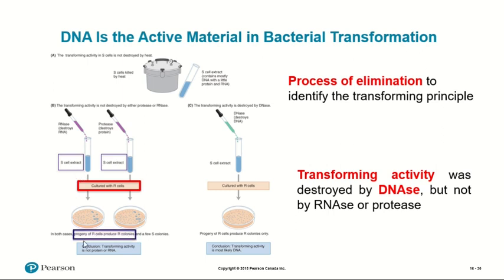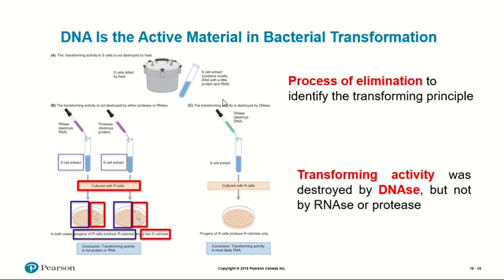However, they found both types of cells. They found R colonies, as expected, but they also found S colonies. So they found R colonies and S colonies in both cases. So there was, to some degree, some amount of transformation. When you heat up the bacteria, you kill them, and you add RNase or protease. So it means that these two, the RNA and the proteins, were not the transformation principle.